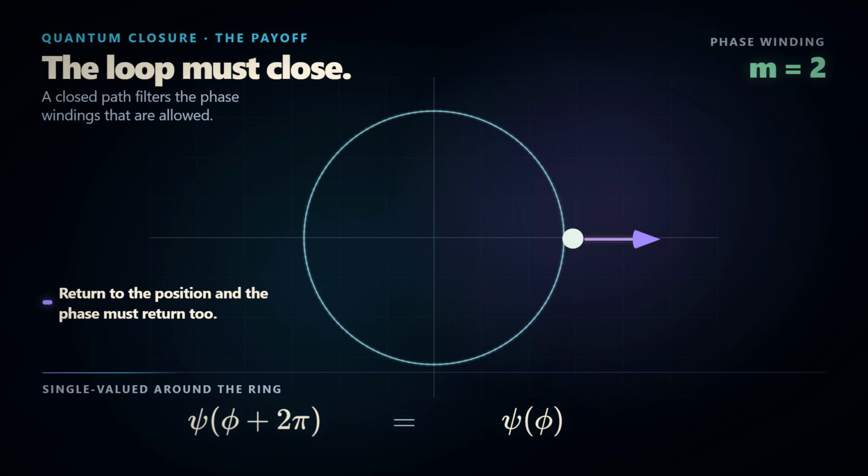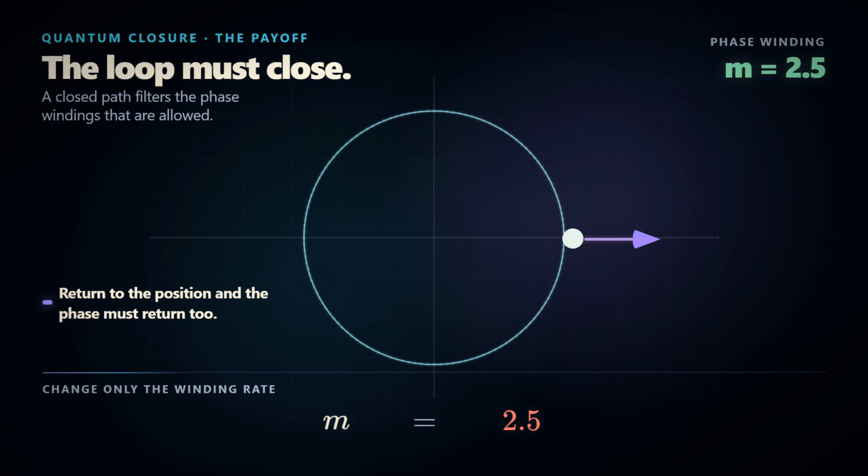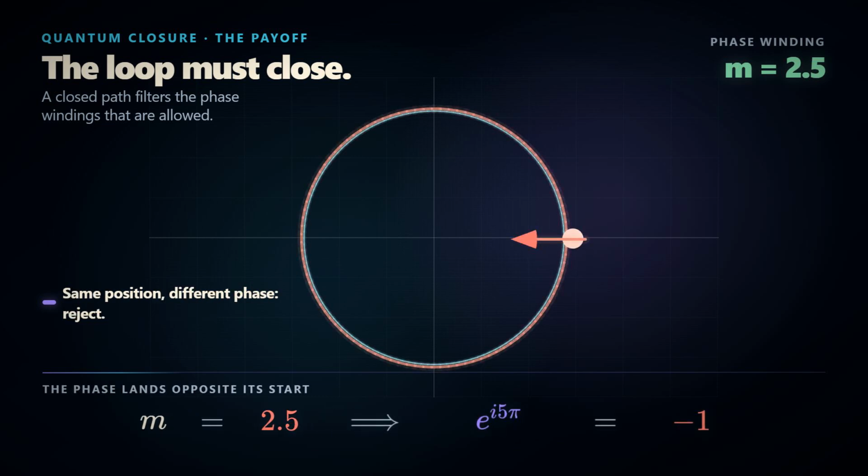Try m equals 2. Complete one lap, so phi increases by 2 pi. The phase advances by 4 pi and returns to its original arrow. Change to m equals 2.5. Follow one lap and the phase advances by 5 pi, landing opposite its start. Reject that pattern under this ordinary ring condition. The same position would receive 2 different values. The boundary filters allowed phase windings.